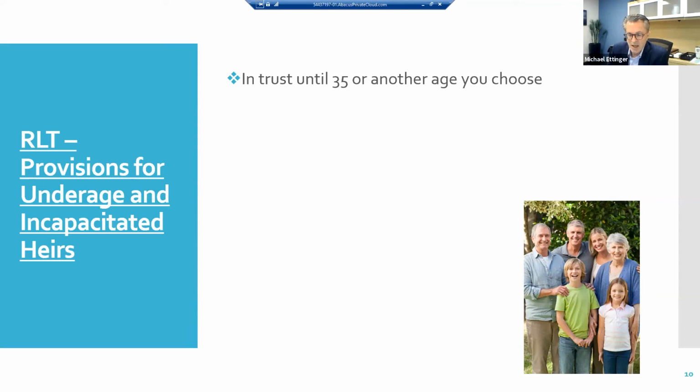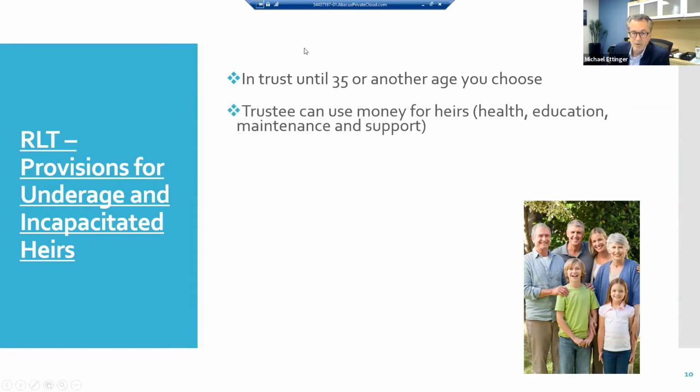It seems as life expectancies have increased dramatically, in my career, in the last 40 years, life experiences have increased dramatically. It seems the longer people live, the slower they are to mature. So we have found that sometimes 30 is too young. Now, if they're ready before 30, the trustee can give them the money. But if they're not ready, they can hold it back until they're 35 or whatever age you choose.